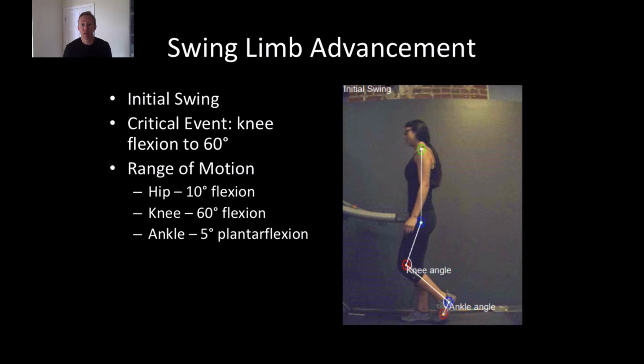Okay, so we went from pre-swing to initial swing. All of those muscles I just mentioned were contracting to pull the femur forward. We have to use the hamstrings here to bend the knee and the dorsiflexors to lift the toes so we don't catch the ground.